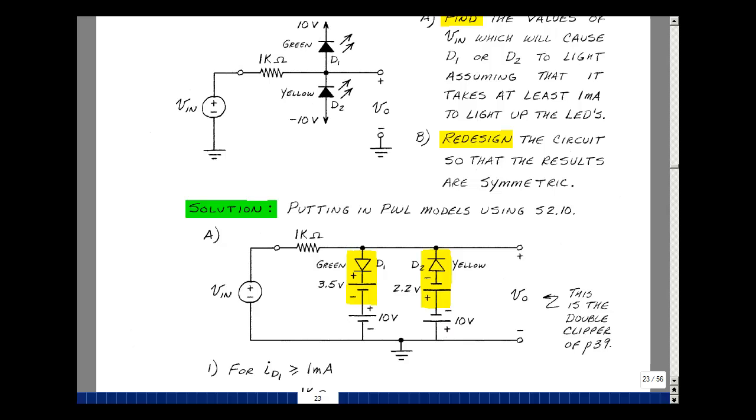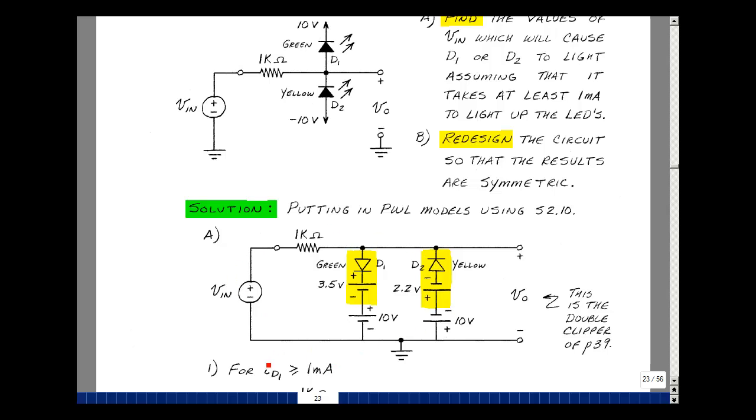You might notice that this is the same schematic we had in Chapter 2 on page 39 for the double clipper. A lot of circuits, when you redraw them, become things that we've looked at before. I'm hoping that by the time you finish this course that you don't need to redraw something to figure out what it's doing. If you recall from the double clipper, current flows this way. In this case, the green LED would be on. And when current flows this way, the yellow LED would come on.